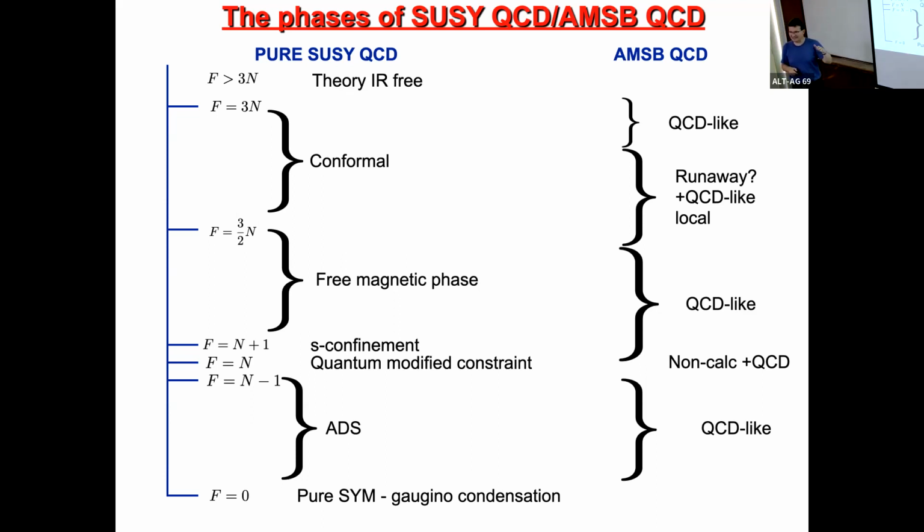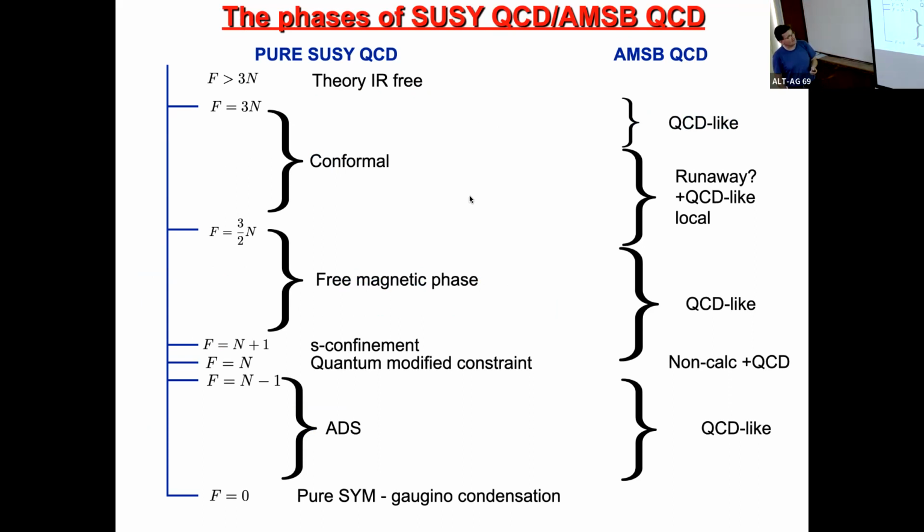Okay, so in that sense, we are finding agreement with our naive expectation that the non-supersymmetric gauge theories have two different phases, either QCD-like or conformal. Now the conformal would probably start somewhere over here, but it's not accessible via AMSB, because there the theory is not asymptotically free. Okay, so let me basically stop here.